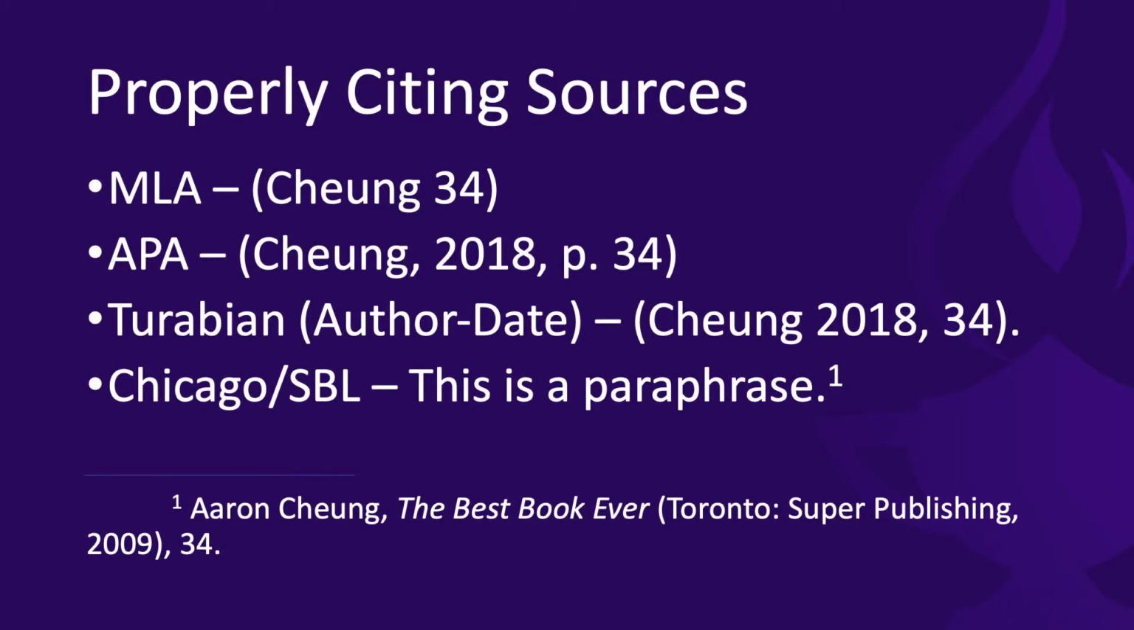MLA, APA, and Turabian author date all use parenthetical citations, which essentially means they put the citation information in brackets at the end of the sentence that they're citing. MLA includes the author's last name and the page number, whereas APA and Turabian author date also include the year of publication. This way your reader can identify where the information came from, and they can always look it up on their own time if they wanted.